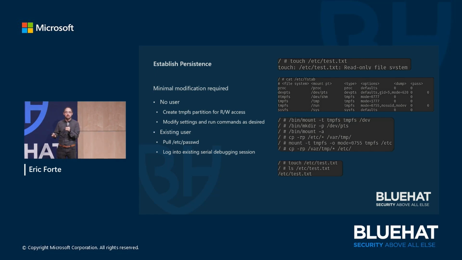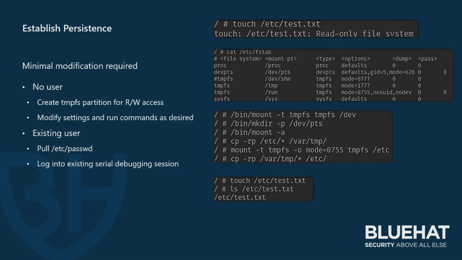Now we need to establish some form of persistence to continue our reconnaissance. We want as minimal modification as necessary to do this, to preserve the integrity of our testing. There are two routes we could go down. We could go down the no-user route, where we try to live off the land of what's there to change the environment for whatever we need to do later on, which we'll talk about more in a minute, or we could use the existing user route.